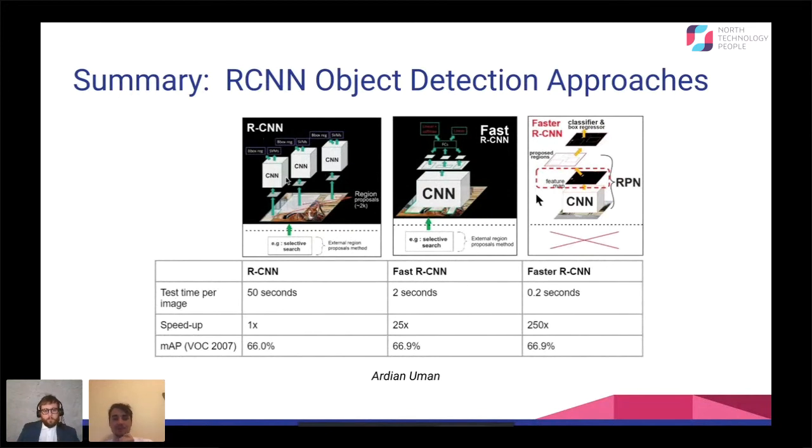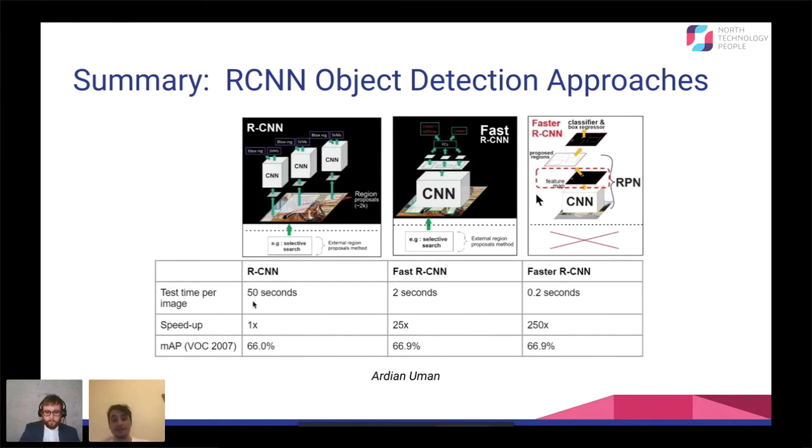So if we take a look at this quick summary slide, we can see that the three approaches we went over, RCNN, Fast RCNN, and Faster RCNN, are ranked in terms of how long it takes to run, and the mean average precision, which is the metric of success that we briefly discussed earlier.